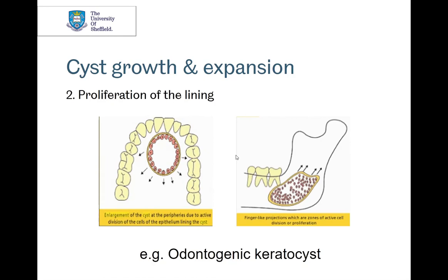What about proliferation of the lining itself? Well, that is important in some circumstances. As I indicated to you earlier, keratocysts have a greater tendency to grow and to divide themselves anyway, and it may be that there's a particular genetic stimulus underpinning that. And if you were to have a look at proliferation in the lining of a keratocyst, it will be higher than in the other cysts.